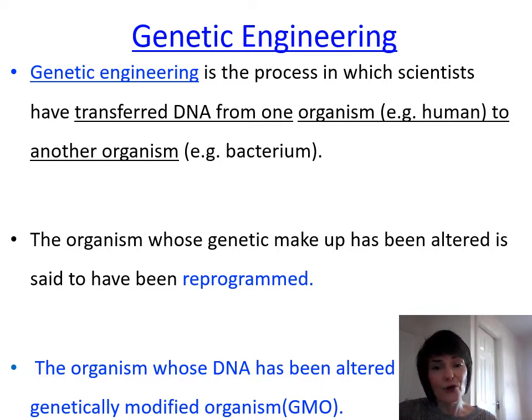When you have an organism that has had its DNA altered, we talk about that organism being genetically modified because it has had its genetic material changed. So the first slide deals with the definition of genetic engineering, so make sure you know that. If you alter the genetic information of an organism, we talk about it being a genetically modified organism, or a GMO for short.